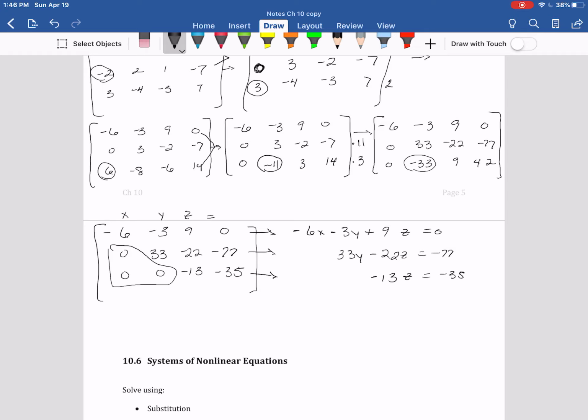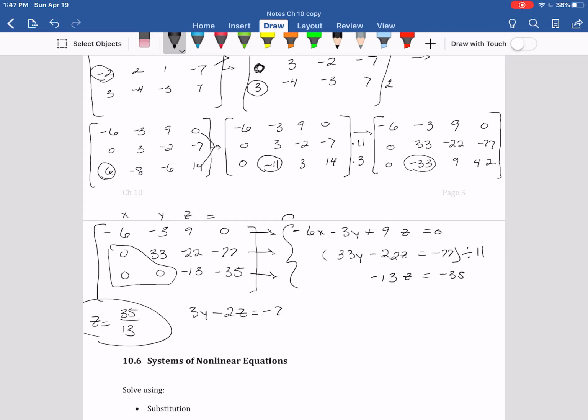And this is great now because you can take the third line of your system and solve for z just by dividing by negative 13. So we get z is equal to negative, well, actually, it's going to be positive 35 over 13. The next line, right above, I can substitute my value for z back up in there. But before you do that, I'm going to take everything on that second equation and divide by 11. That's a common factor, just to make my numbers a little bit smaller. So you'll end up getting 3y minus 2z is equal to negative 7.